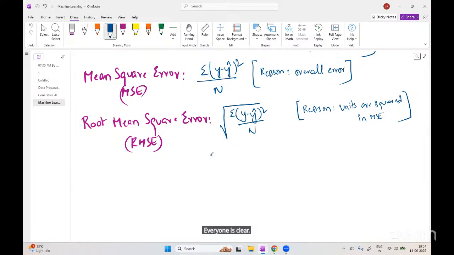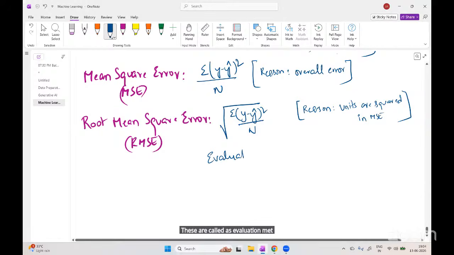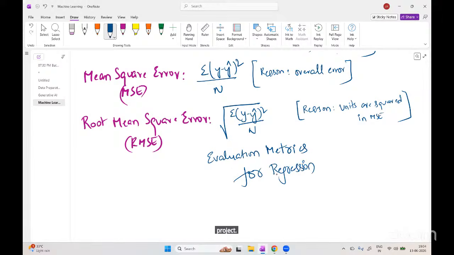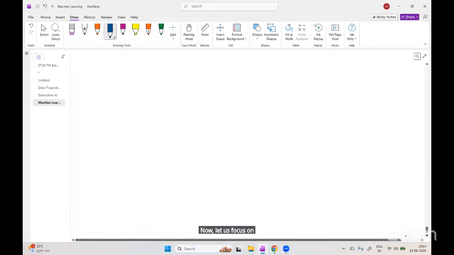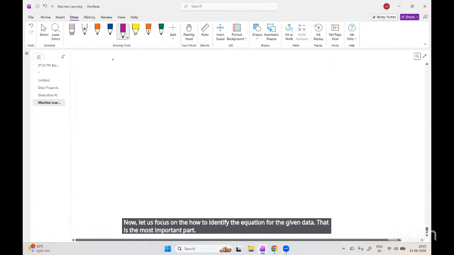These are called evaluation metrics for a regression project. Okay, sir. Evaluation metrics, okay. But how to identify the equation first? After the equation, next one is evaluation metrics. First equation, right? Now let us focus on how to identify the equation for the given data. That is the most important part. Now let us focus on that.